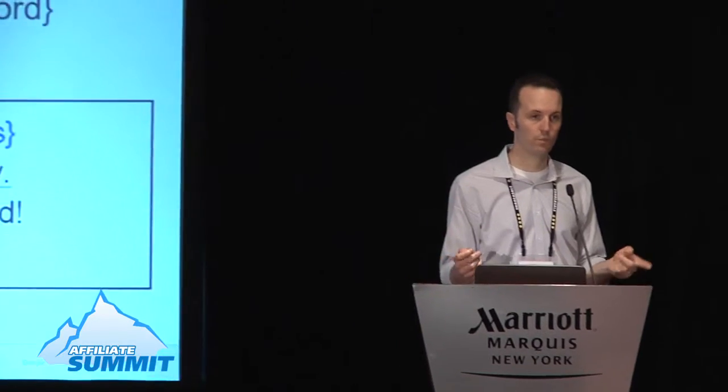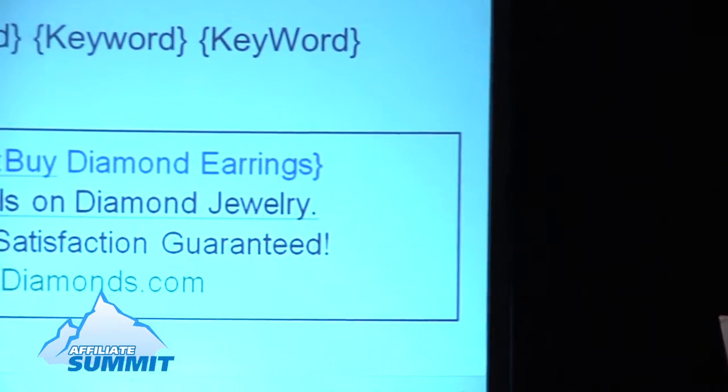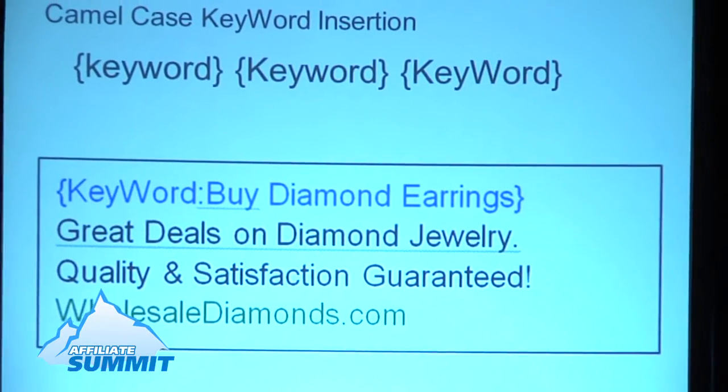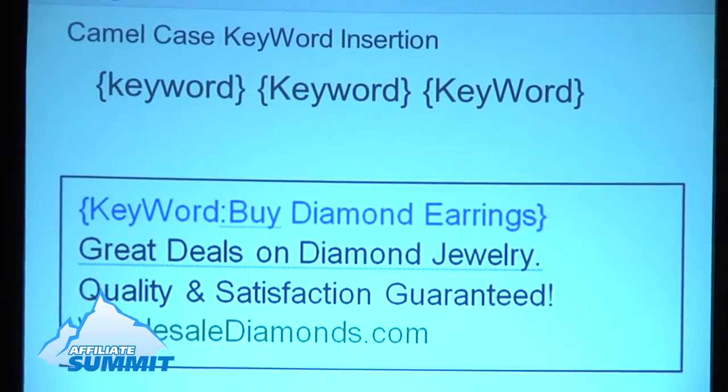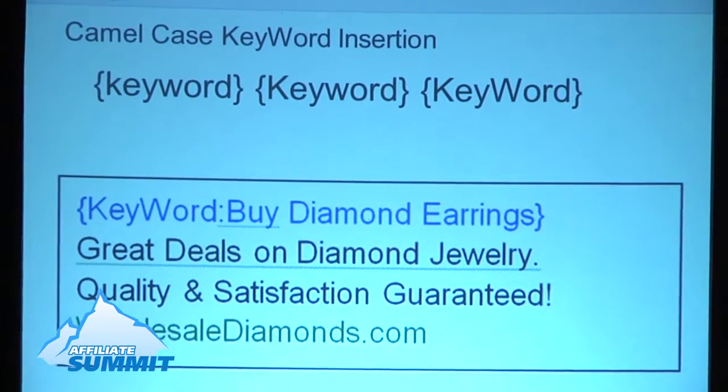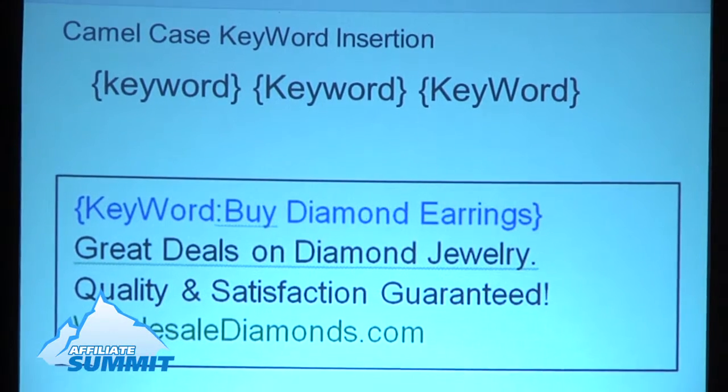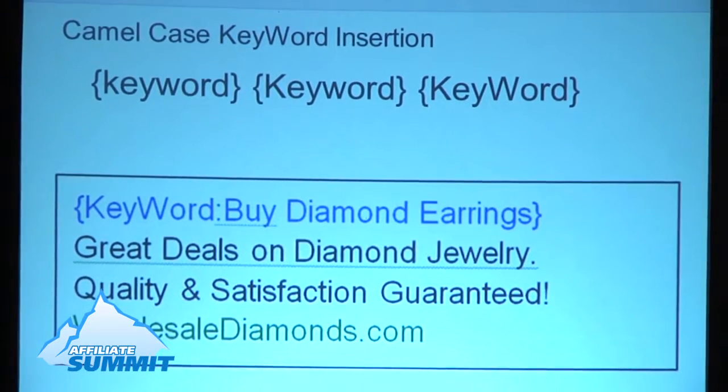The second thing on ads is going to be camel case. As we all know, keyword insertion is when you use the squiggly brackets and type the word keyword in. That can be in your headline, description line 1, or description line 2. That's kind of AdWords 101. It's how you have the keyword that someone types in inserted into the ad.